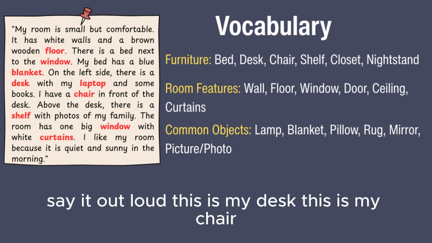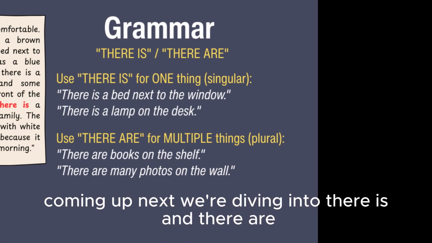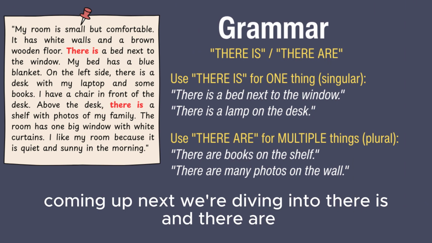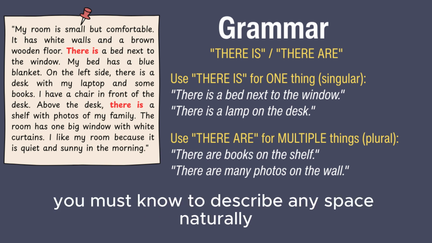Learning tip: walk around your room right now and name each object in English. Say it out loud. This is my desk. This is my chair. Coming up next, we're diving into there is and there are, the essential structure you must know to describe any space naturally.